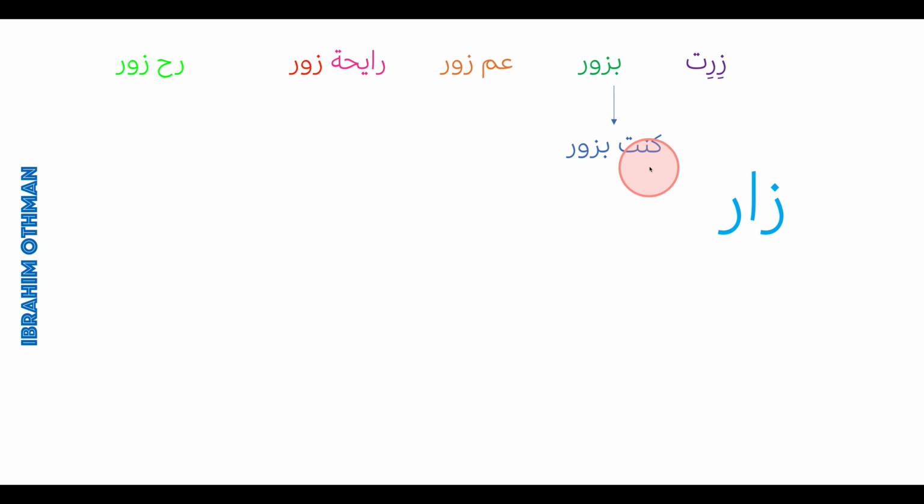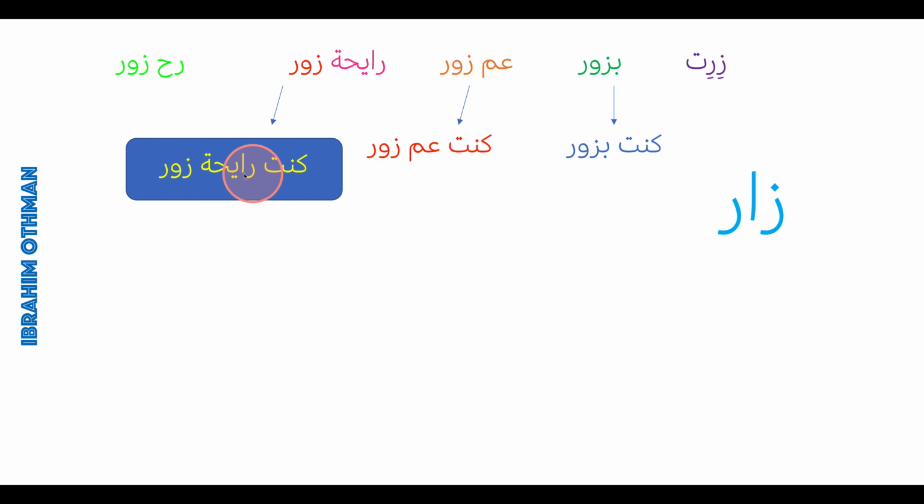Our second verb is زار. زار is a middle weak verb again. We've got زرت, I visited. بزور, I visit. عم زور, I'm visiting. رايح أزور, I'm going to visit. راح أزور, I will visit. كنت بزور, كنت عم زور, كنت رايح أزور.